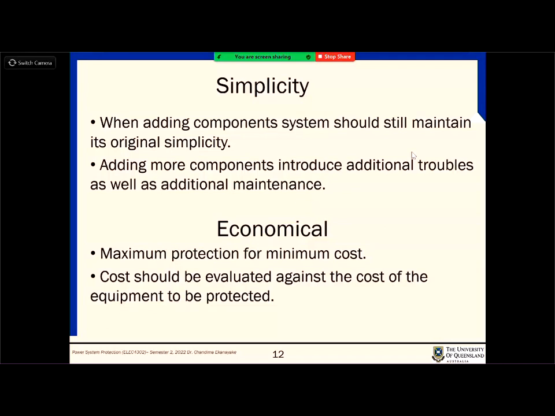So when you are working with protection, what you are doing is maximum protection for minimum cost. You have to identify the balance, like how many customers will lose the power and things like that. The cost should be evaluated not only against the cost of the equipment to be protected, but also against the cost of the loss.